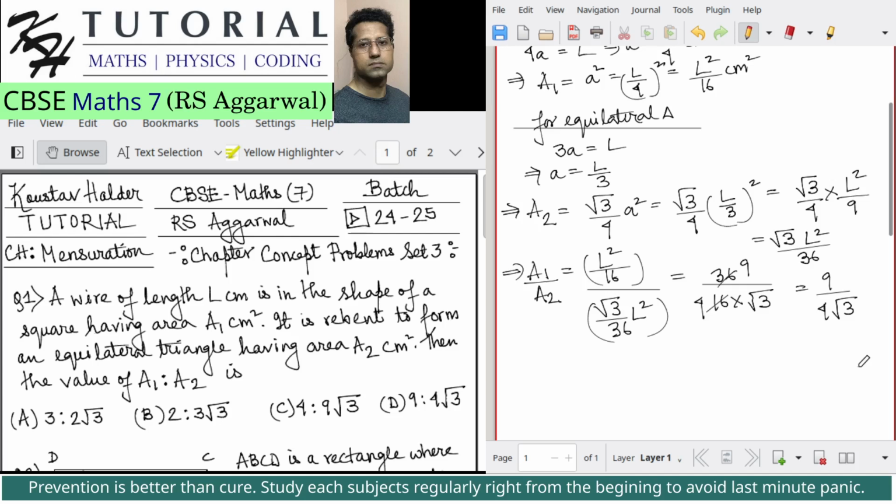A1 by A2 is 9 by 4 multiplied by square root of 3. So this implies A1 is to A2 will be equal to 9 is to 4 multiplied by square root of 3. So the correct choice is D. D is the correct choice.